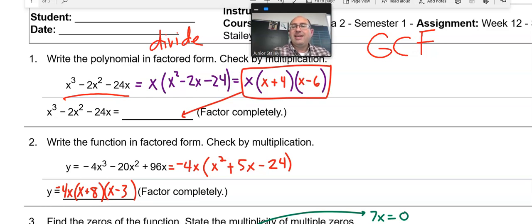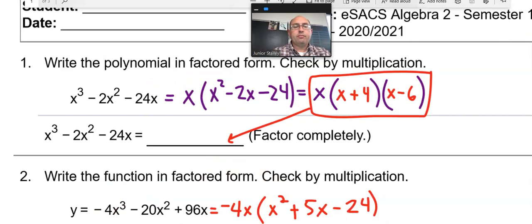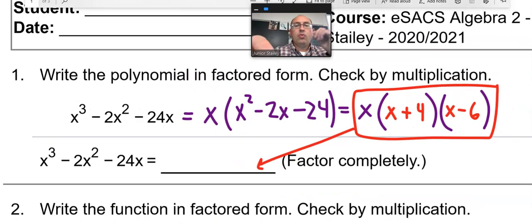Now, when I say take out an x, maybe I should zoom in a little bit here. What I'm really talking to you about, so you can see that I put the x on the outside, and then I put parentheses, and I'm like, okay, what's going to happen? What's going to be left on the inside? What I'm doing is I'm going through each one of these terms, and I'm saying, if I divide that by x, what am I left with? And it's x squared. If I divide that by x, I'm left with negative 2x. If I divide that by x, I'm left with negative 24.